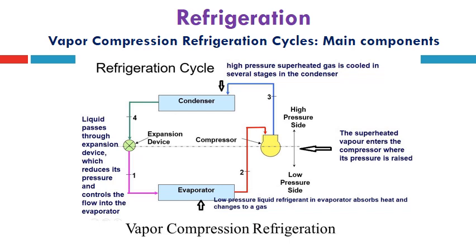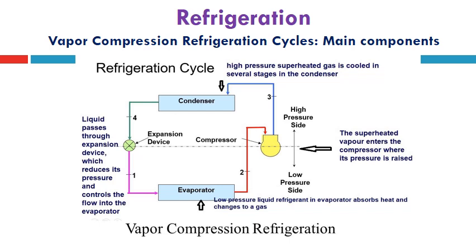The superheated vapor enters the compressor where its pressure is raised. Then the condenser receives these superheated gases to desuperheat them in the first stage of the condenser and then complete their condensation until reaching the saturated liquid line as shown on the p-h diagram and will be discussed in next slides. The high pressure superheated gas is cooled in several stages in the condenser. It may be classified into three stages such as desuperheating, condensation and subcooling at the final stage of the condenser.